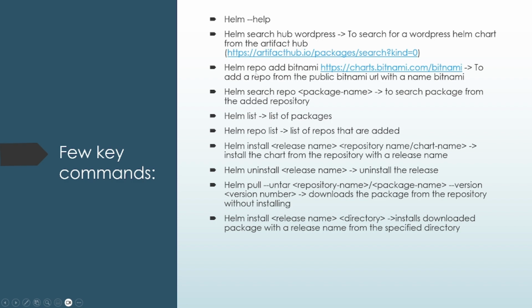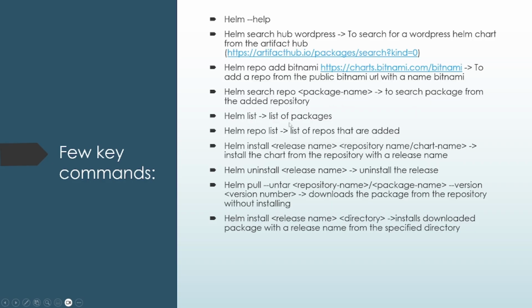Next, helm repo add bitnami and the URL. This command adds a repo from the public Bitnami URL with the name bitnami. This command adds a repo by giving a repo name, here it is bitnami, and the repo URL. Next, helm search repo package name to search packages from the added repository. So if you want to search for a particular package name, you can search your added repository in Helm by writing this command in the terminal.